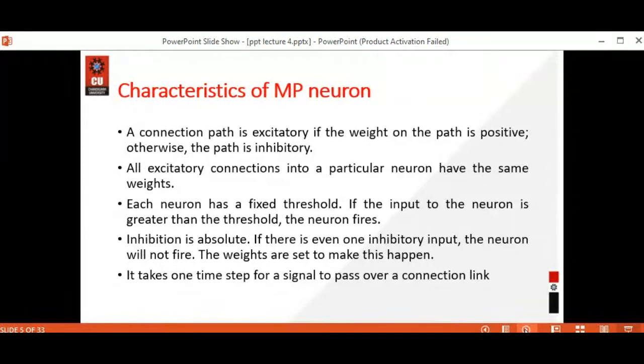Fine. There is another terminology being used. If the output of that neuron is 1, that means the neuron is activated or the neuron is fired. Otherwise, the neuron is non-active. Is it clear? Okay. So let me go further.